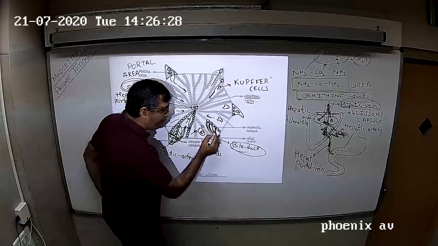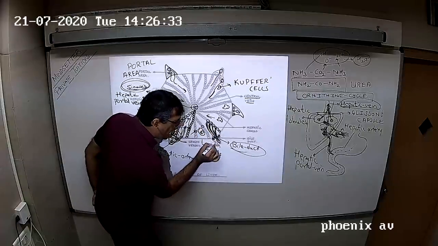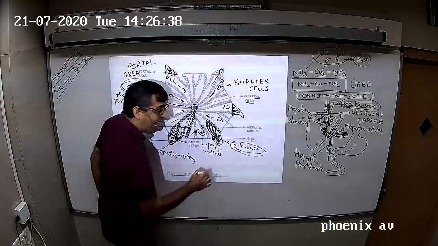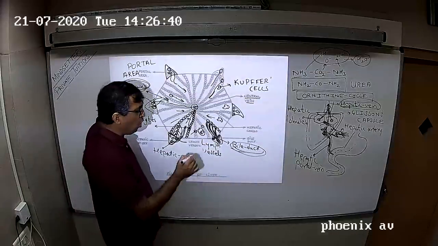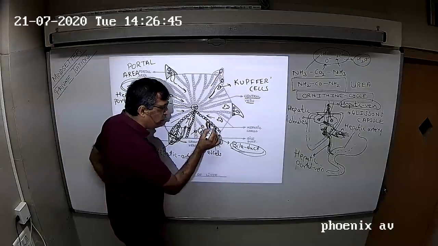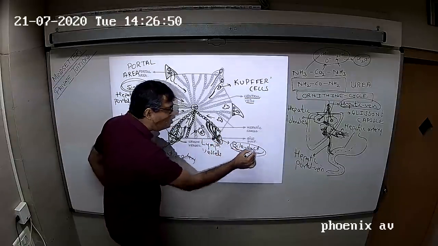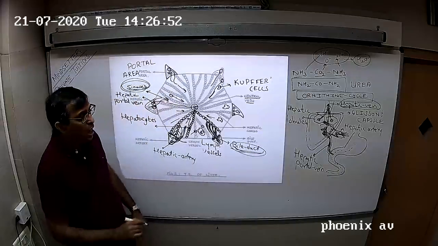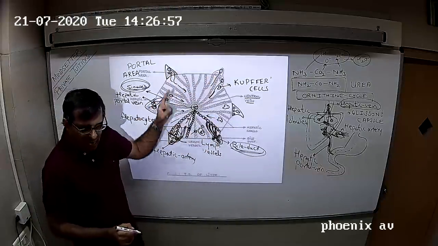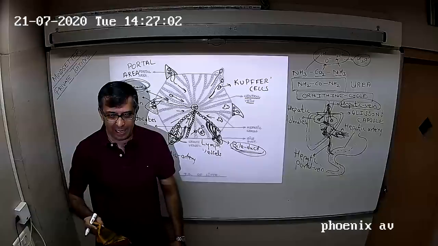Bile will go by bile capillaries into the portal area, where it will enter into ducts, which are called bile ducts. So from the hepatocytes or liver cells, bile is produced. It will enter by bile capillaries into the duct, which is called the bile duct. And all the bile from each and every portal area is now transferred into the intestine.